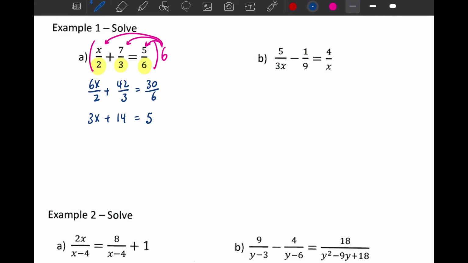And then you isolate x. So 5 minus 14 is negative 9. And then x equals negative 9 over 3, which is equivalent to negative 3.